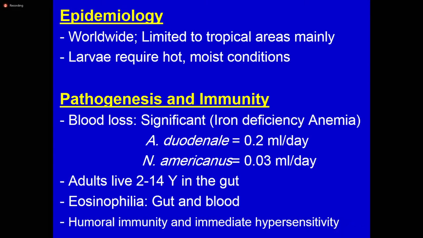And you count that over days and months. Necator americanus causes 0.03 ml per day. Adults can live for 2 to 14 years. So if you are losing this amount of blood daily for 2 years or 14 years, you get a lot of blood loss, which can lead to iron deficiency anemia. Eosinophilia: any parasite, we said, can increase the eosinophils in the gut and in the blood.